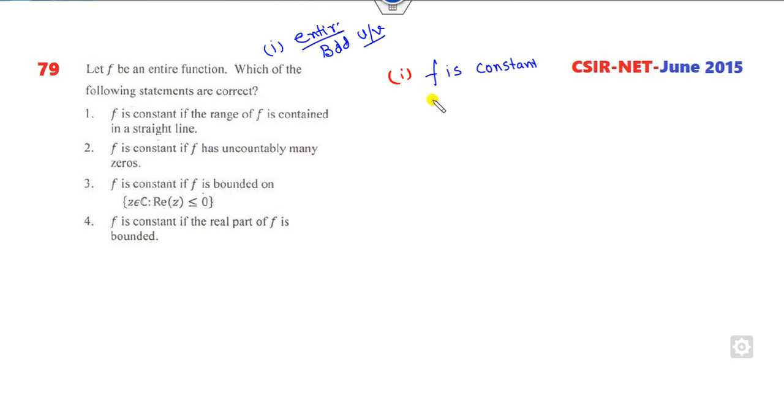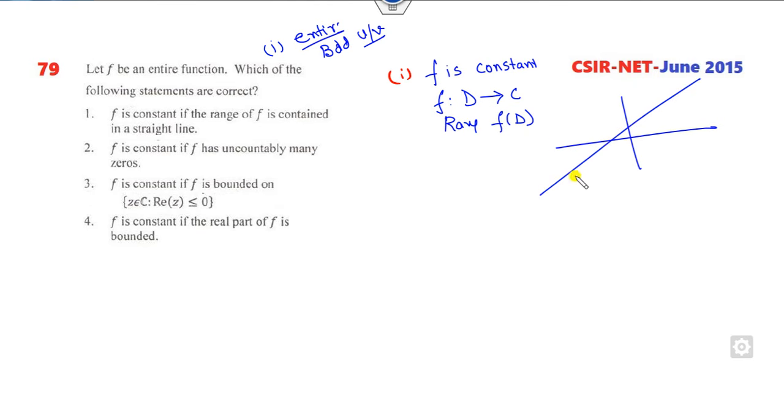Now the range set. If I say any set in C, what is the range set? F of D contains a straight line. This is my complex plane. If you consider any straight line here, say y equal to x, how many points are on this line? Infinitely many points. So first you can remember this.